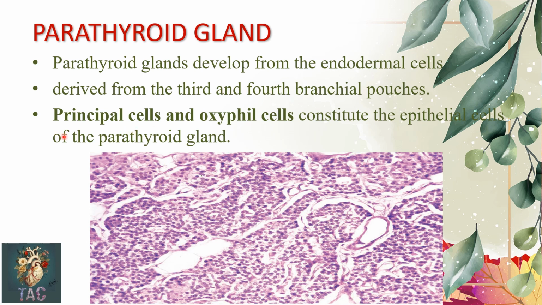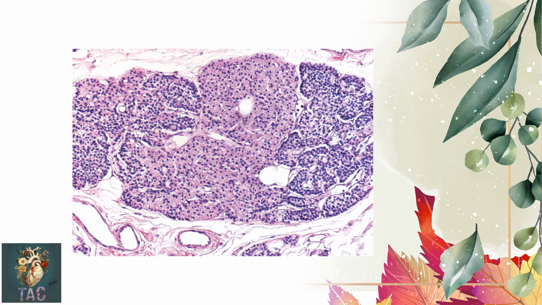Histologically, two types of cells are present in the parathyroid gland. These are the principal cells and the oxyphil cells, which constitute the substance of the parathyroid gland. Parathyroid glands are basically embedded in the substance of the thyroid gland. Here you can see the two different populations of cells of the parathyroid gland. These are the main cells, the chief cells or principal cells, and these are the oxyphil cells which are present over here.